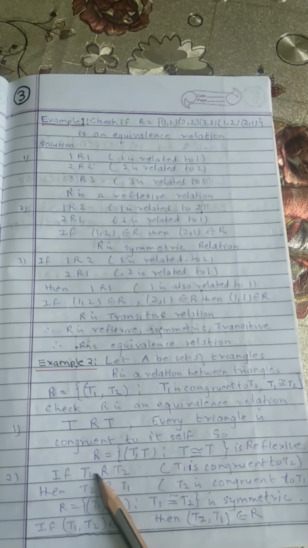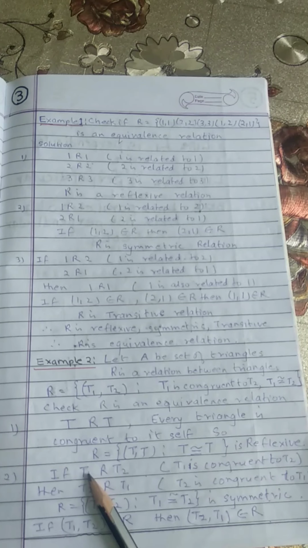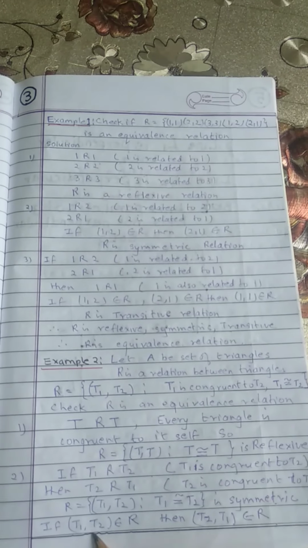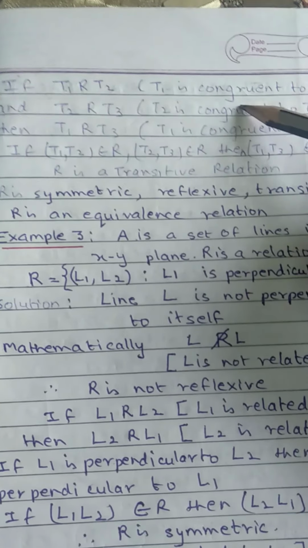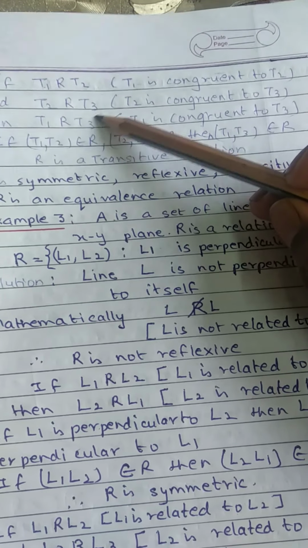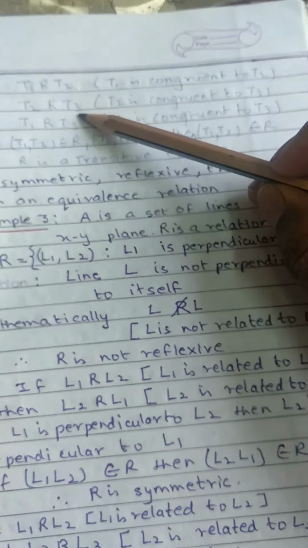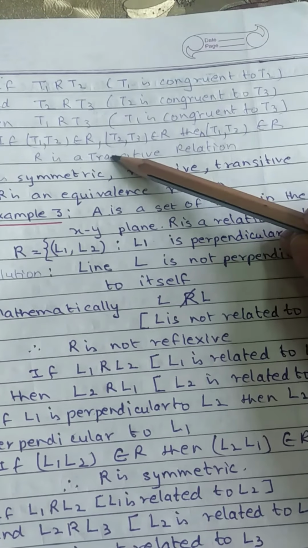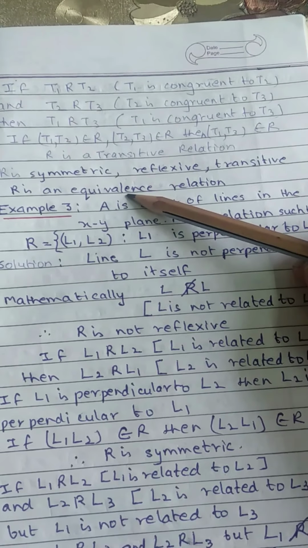Second thing we check is if T1 is related to T2, is T2 related to T1. That means if T1 is congruent to T2, then T2 is also congruent to T1. So the relation is symmetric. The third thing, T1 is related to T2, T2 is related to T3, then T1 is related to T3. Triangle T1 is congruent to T2, T2 is congruent to T3, then T1 and T3 are also congruent triangles. So it is transitive. All the three are yes, so it is an equivalence relation.